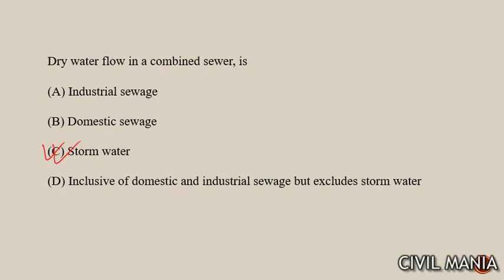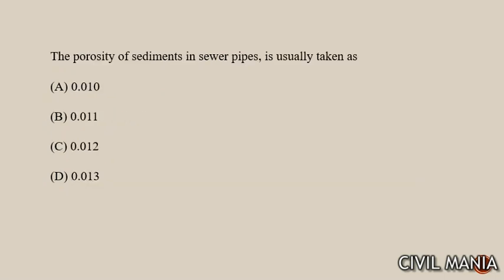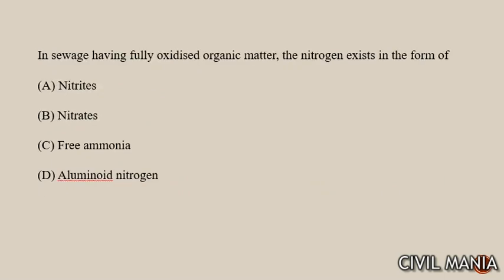उसके बाद next question is the porosity of the sediments in the sewer pipe is usually taken as 0.013. Next is the sewage having fully oxidized organic matter, the nitrogen exists in the form of free ammonia and nitrates. The nitrogen present is in the form of nitrates.